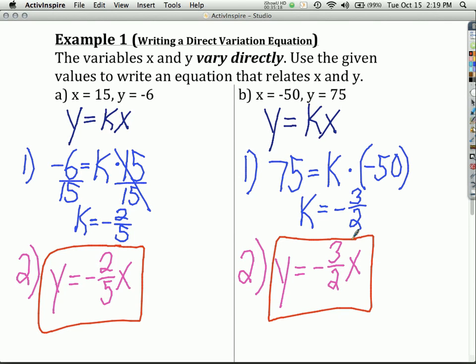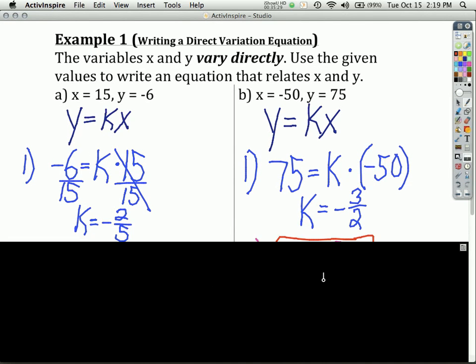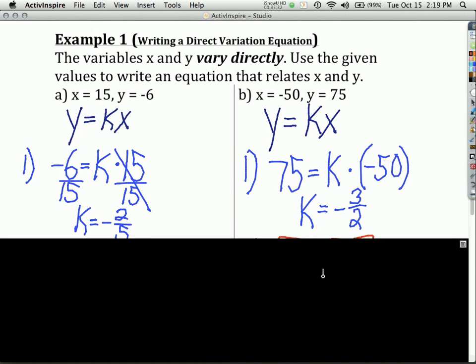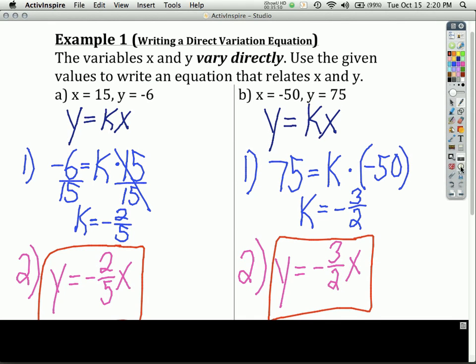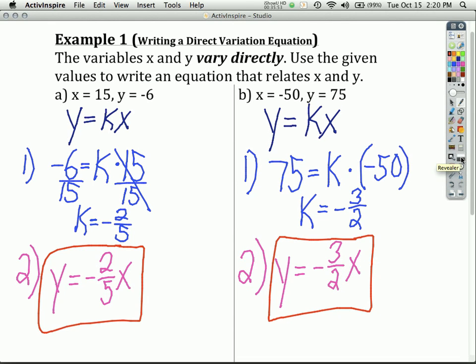Now, I will tell you the biggest issue that I have year after year is students don't finish the job. Year after year, I have students who do their classwork and their homework, and this is where they stop. They find k, and then they think they're done. And I understand why, because it seems like, oh, I got a letter equals a number, that means I'm done. But I'm asking you to write an equation. If you don't do this step, it will be marked wrong. So make sure you completely follow the process. Are there any questions or comments on what we've done so far?